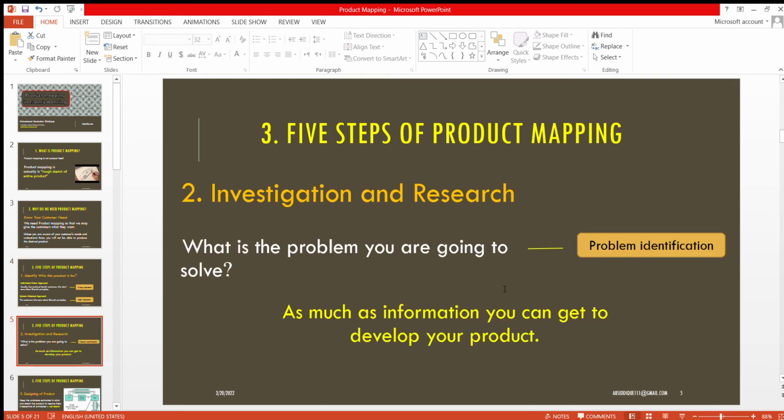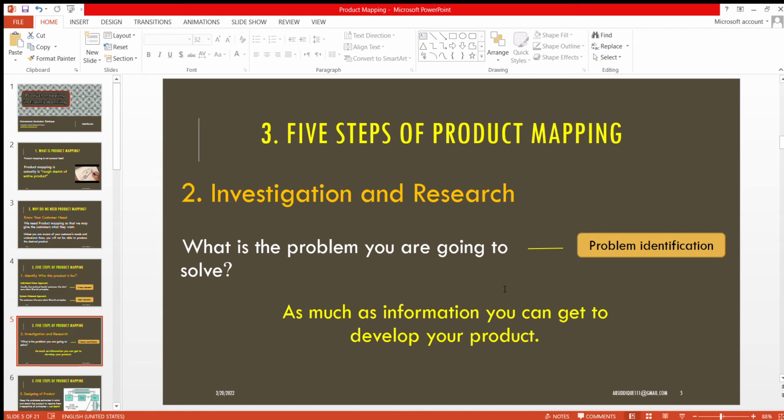The next one is investigation and research. This is the second step, where we have to focus on the question: what is the problem you are going to solve? Problem identification is the main basic step. Unless you are aware of the problem, it is not possible for you to solve it. So it is mandatory and necessary that you be aware of what the problem is.